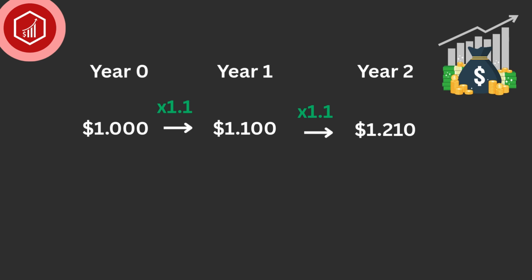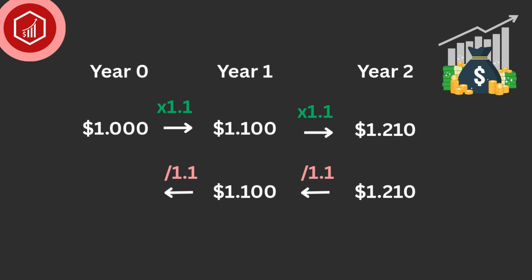In the same way, we can now determine the present value of money by simply reversing the formula. Assuming we have $1,210 in year 2, instead of multiplying the value by 1.1, we divide it by 1.1 and get $1,100 for year 1. If we now divide the $1,100 again by 1.1, we have our initial $1,000 back.